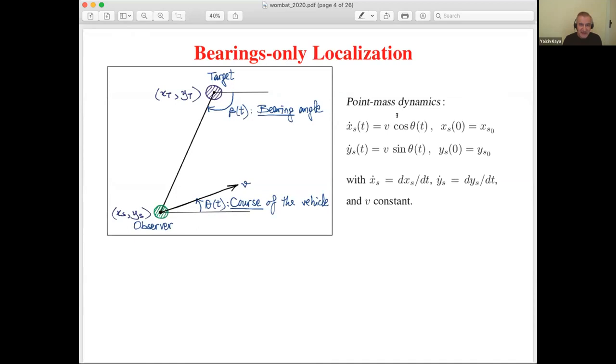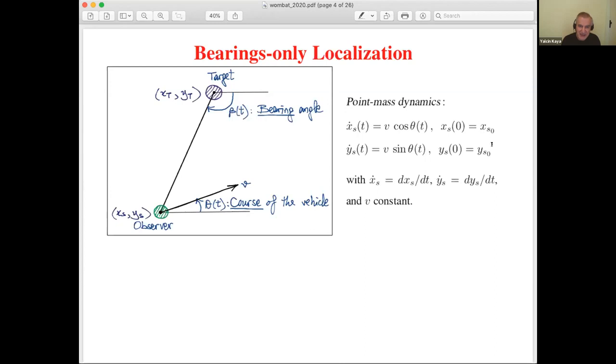One can write a very simple dynamics for the observer. Of course, in an ideal world, this observer would be a rigid body, and you would write all the rigid body dynamics. But in this case, we can just write the kinematic relationship. We have this velocity v. The horizontal component gives you one equation in the x direction, and the vertical component will give you the equation in the y direction. So it's very simple.